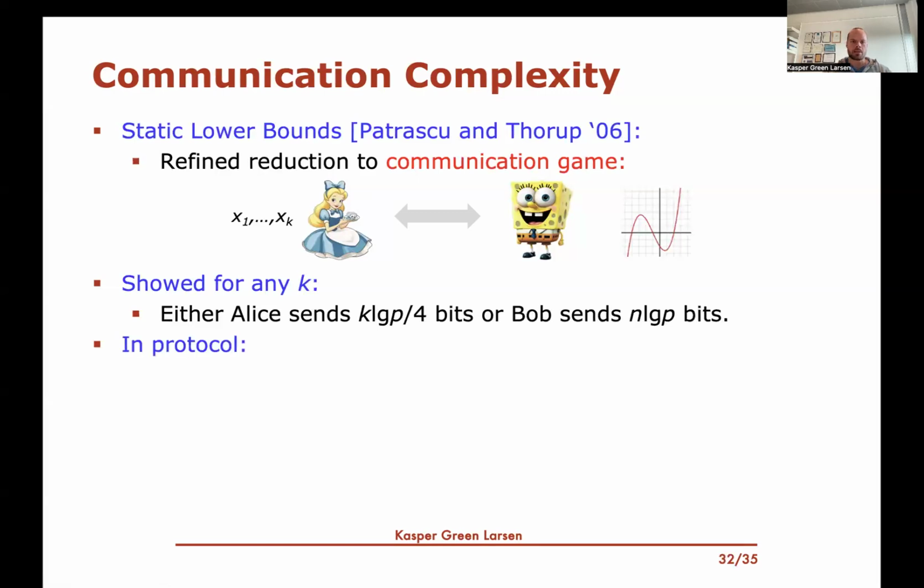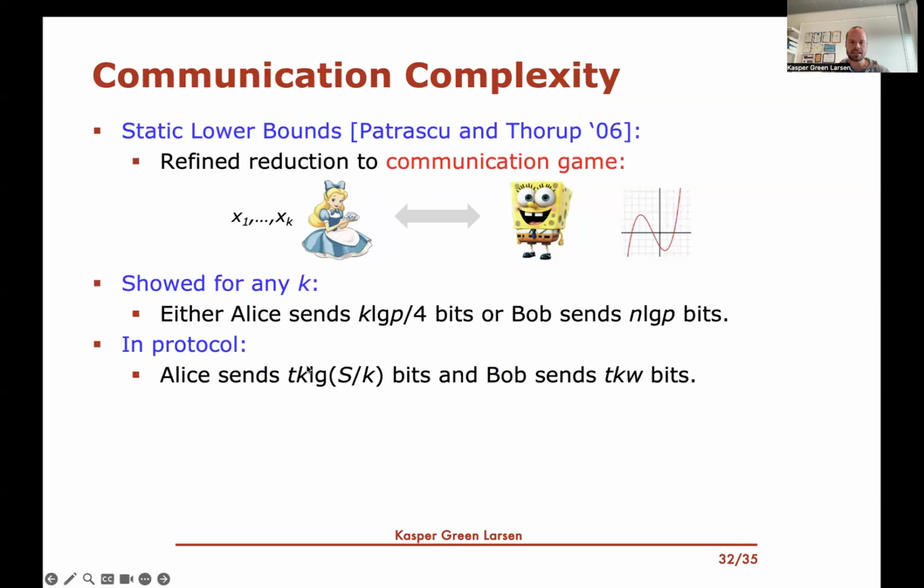Now, in the protocol that we got from communication complexity, from taking the data structure and simulating it, we got a protocol where Alice sends tk log s over k bits, and Bob sends tk w bits. And now we want to derive a lower bound from this.